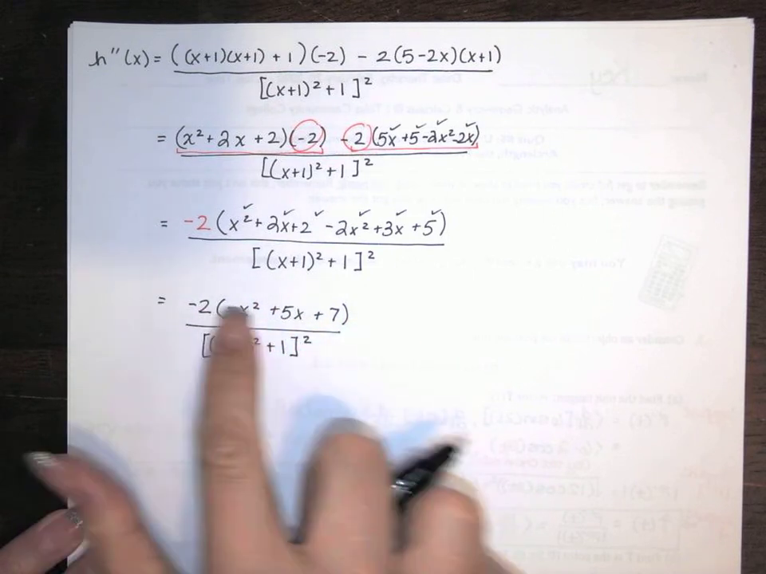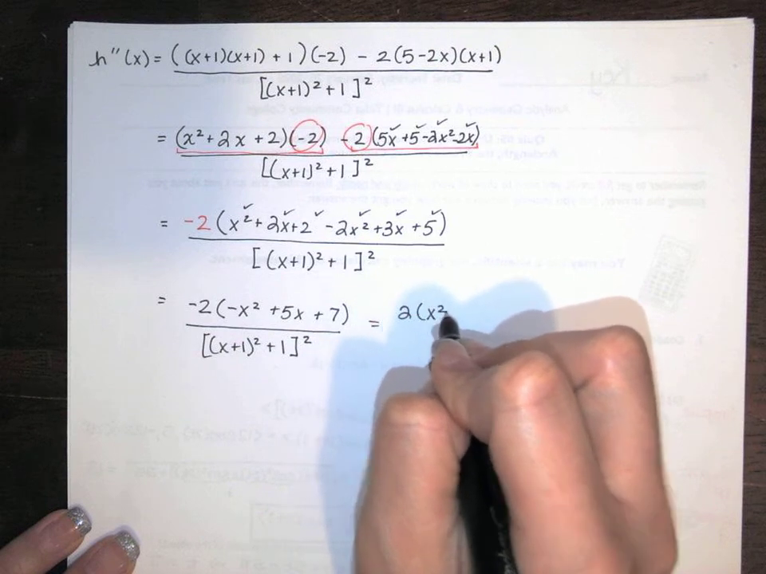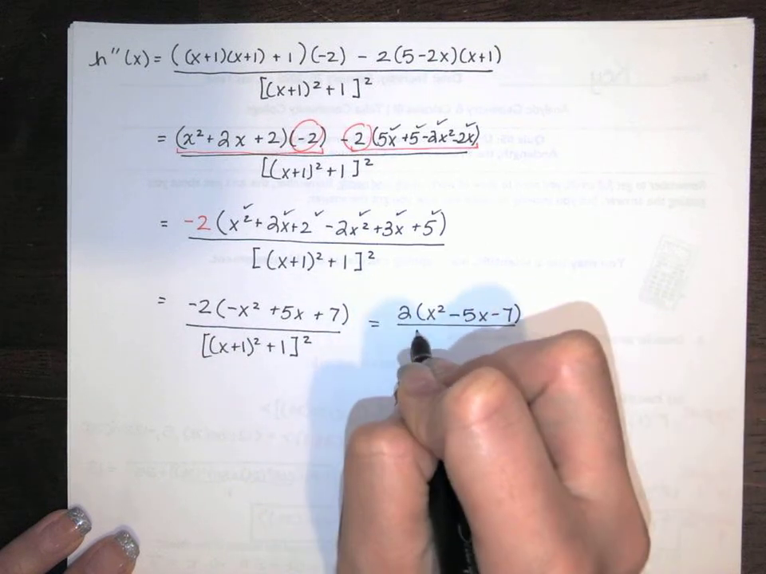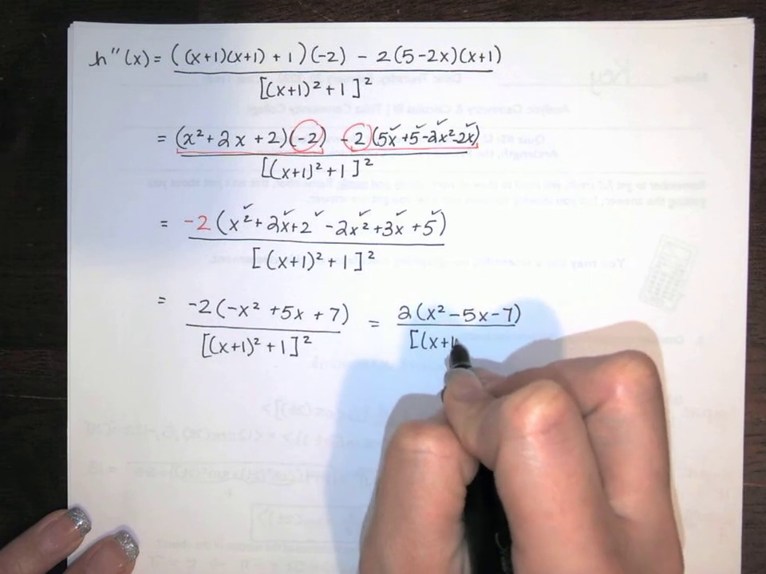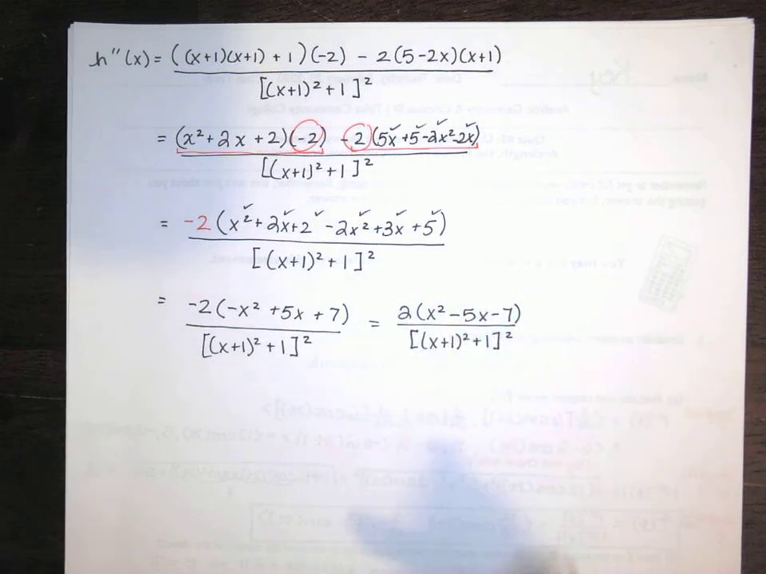I could factor out a negative 1 from this polynomial. So I've got 2 times x squared minus 5x minus 7 all over this. Now I don't know how x squared minus 5x minus 7 factors, if it even does. So I think I'm going to use the quadratic formula to figure out where h double prime equals 0. It doesn't factor very easily or nicely.